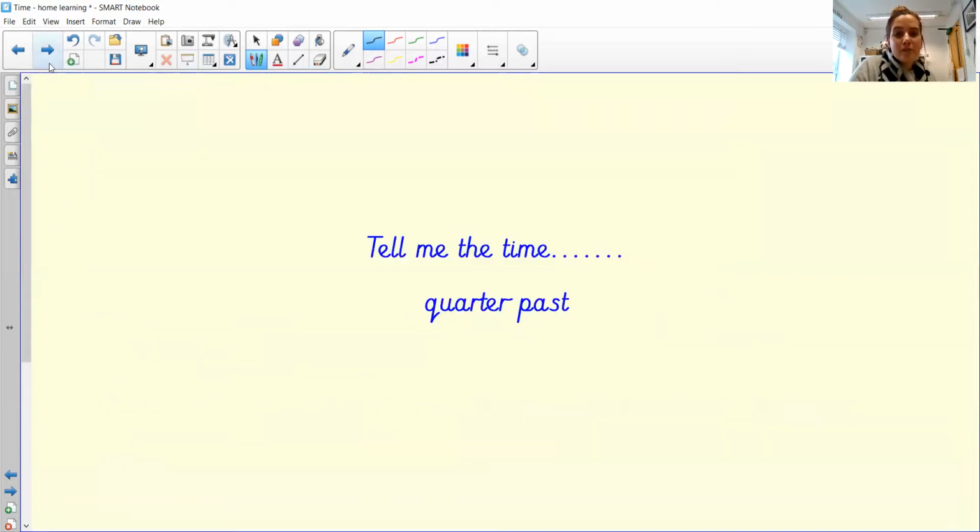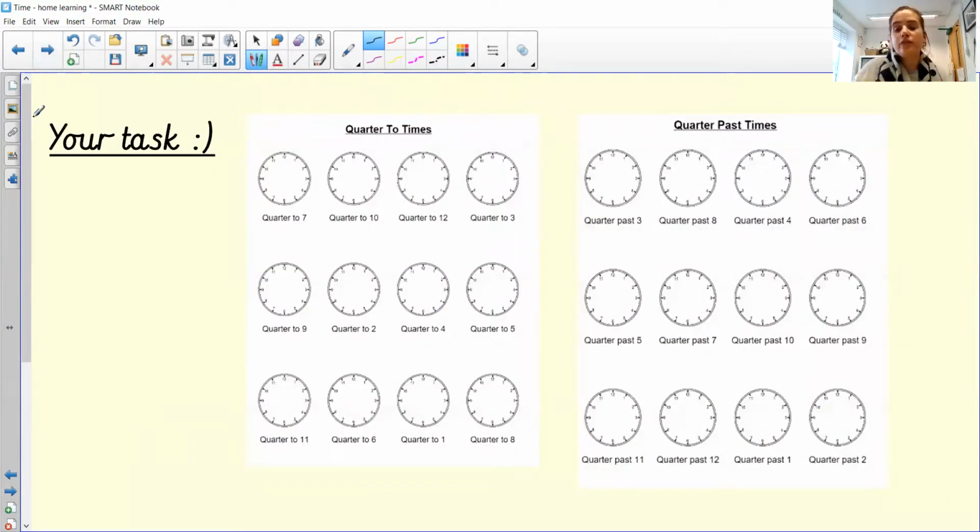Brilliant stuff. Lots of you practicing there. So we've done both of these things. And this is your task for today. So you have got to think about those hour hands, the shorter hands, and those minute hands, which are longer. And you have got the times written underneath here for you. So you've got quarter to times here, and you've got quarter past times here. And you're going to have to draw in the hands on your clock. Okay, so you're going to have to think about where the hour hand would be and where the minute hand would be.